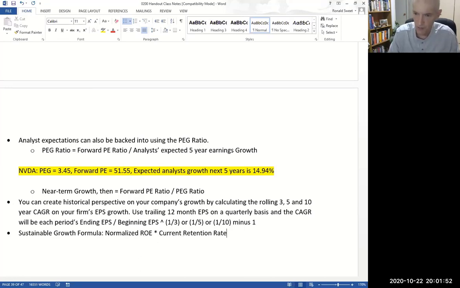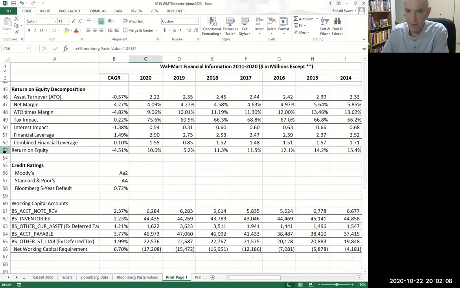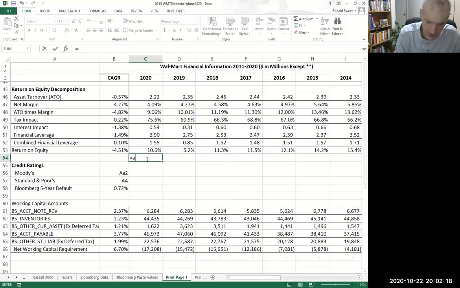So let me try this with Walmart since I have the numbers. How would you do normalized ROE? Let me show you how I would do that with Walmart. At the very end, on print page 1, line 53, I have the return on equities. You can see how they're bouncing all over the place. So to normalize it, you can do it a couple ways. You could take the average of the last few years.